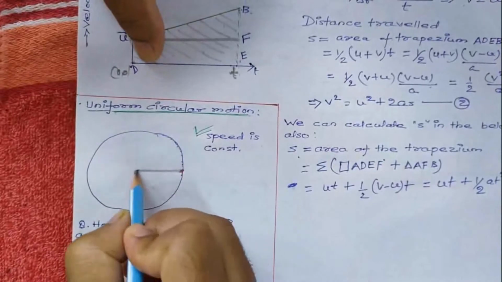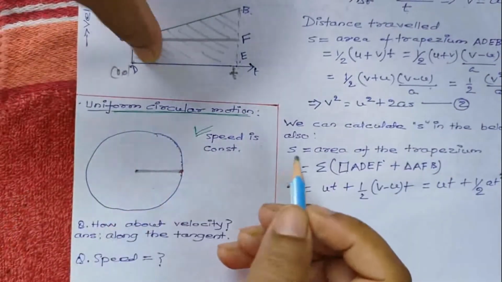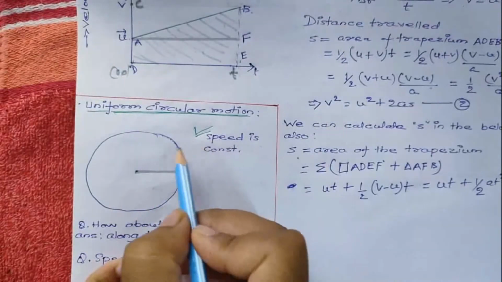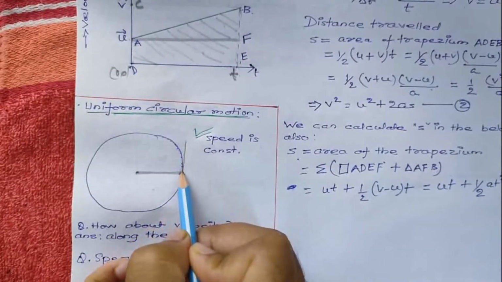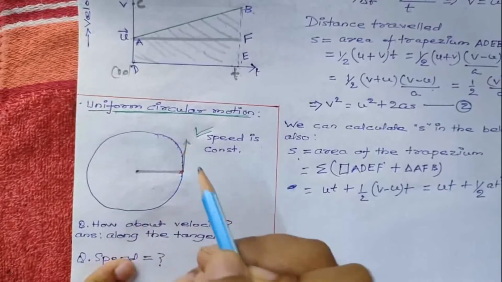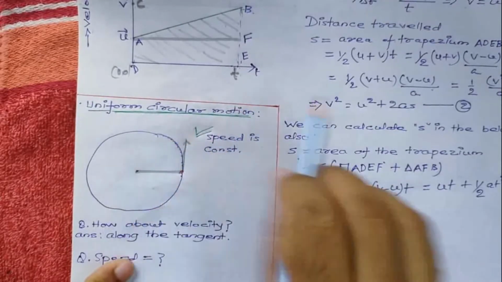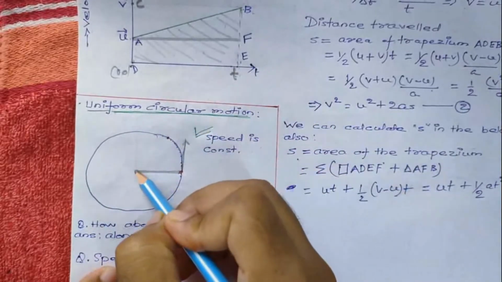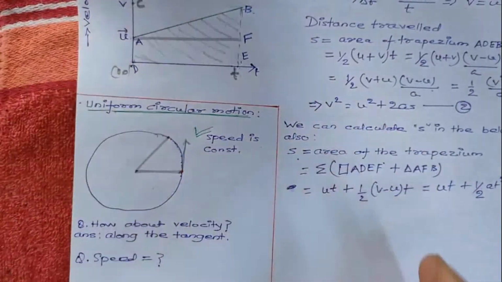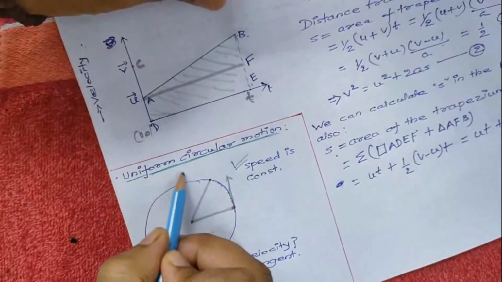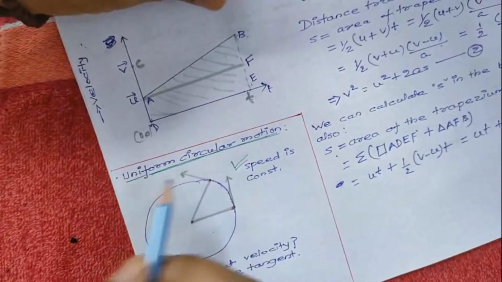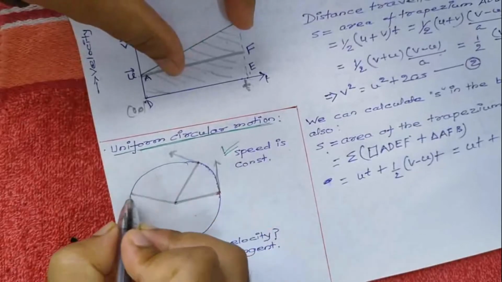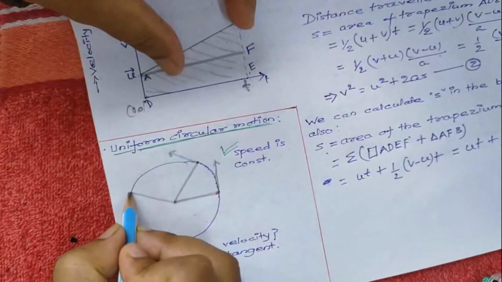This is the radius of this circle. At this point, if I ask you to find out the direction of velocity, what would you say? This is along the tangent. Now suppose after spending some time, the particle reached over here. Now in which direction will the velocity point? The direction of the velocity will be this. So direction will keep on changing as the particle moves along a circular path.